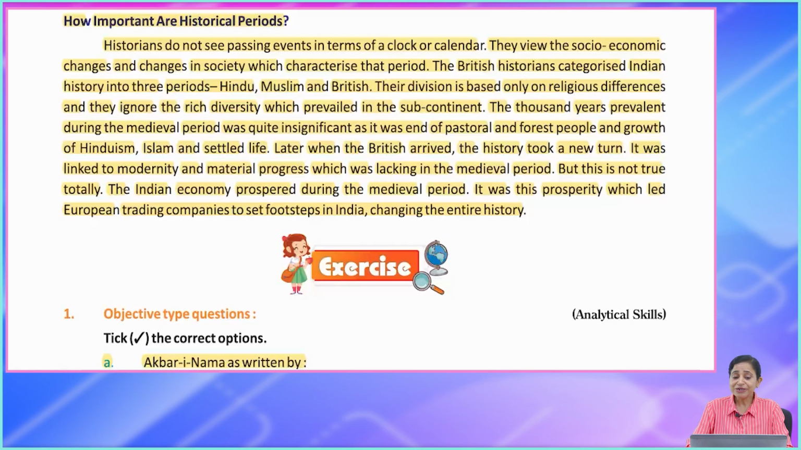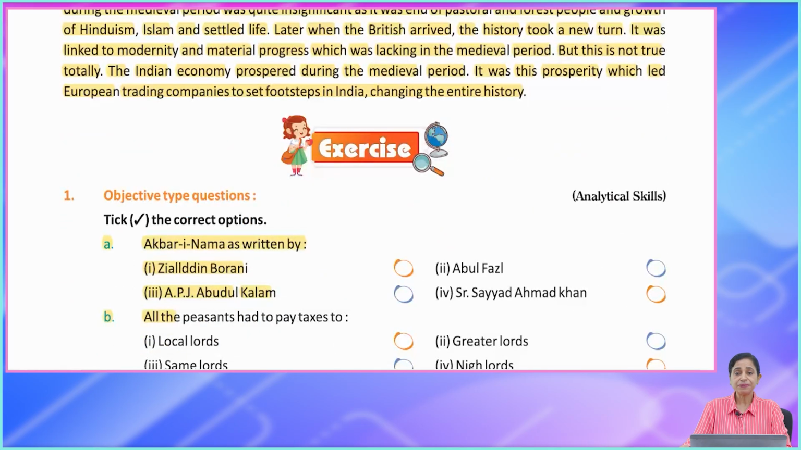It was linked to modernity and material progress, which was lacking in the medieval period, but this is not totally true. The Indian economy prospered during the medieval period. उस टाइम पे जो इंडियन इकोनॉमिक थी बहुत ही prosperous थी. It was this prosperity which led European trading companies to set footsteps in India, changing the entire history. Right बच्चों? I hope आपने बहुत enjoy किया होगा चैप्टर पढ़ते हुए.